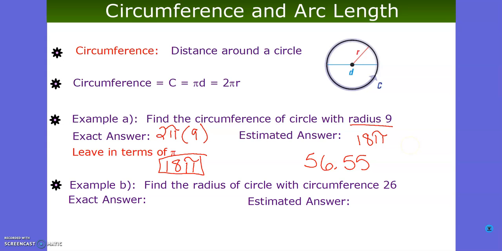Example B, find the radius of a circle with a circumference of 26. So I'm going to start with my circumference being 26, and I know my formula is 2 times pi times my radius. Just going to divide everything by 2 pi here, and I will simplify everything. So my radius for this one is going to be 13 over pi. That's my exact answer left in terms of pi. I can go ahead and divide that, and I'll get something like 4.14.